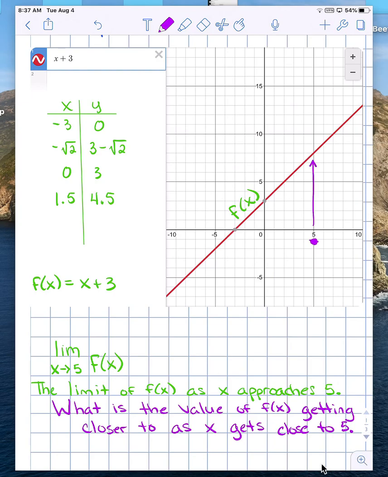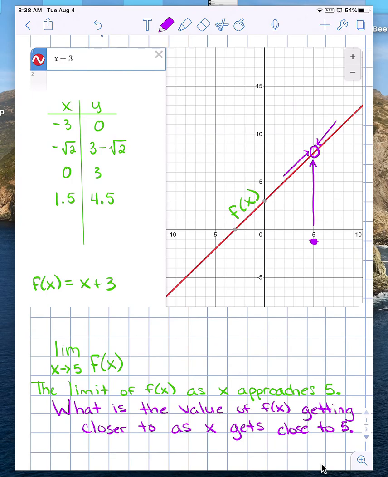So what we have to think about here, and in this case, not so interesting because this is a continuous function, is what is the function doing as we come from the right side and as we come from the left side? It doesn't matter in this case so much because this is continuous, everything's happening the same, but if I come from the right side of 5, in other words, values bigger than 5, and then if I come from the left side of 5, so values less than 5, what value are we getting closer to on this function?